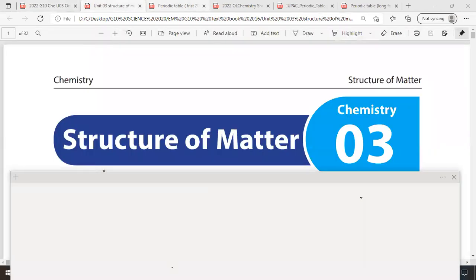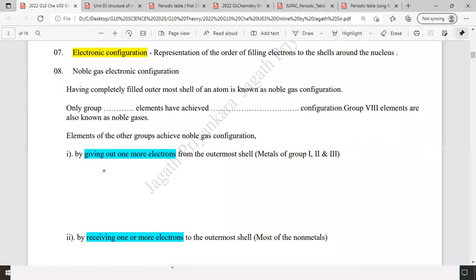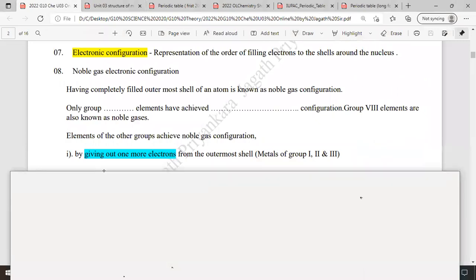Done. Okay, look at the screen now. Okay, you can see the screen, right?